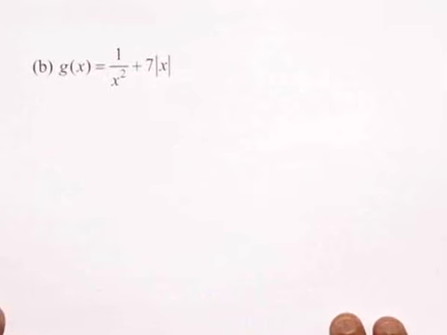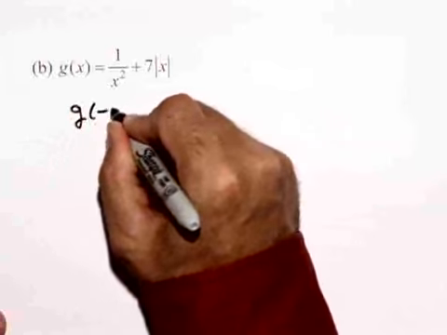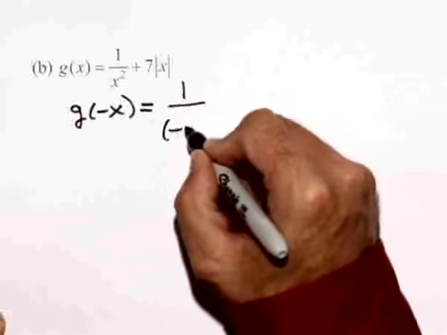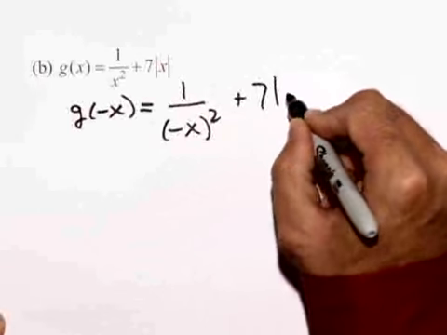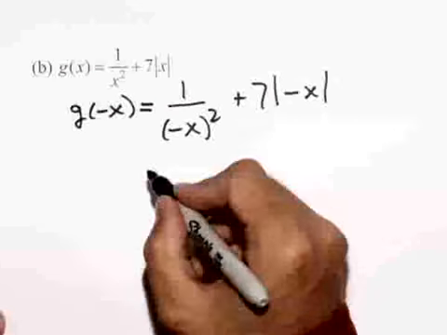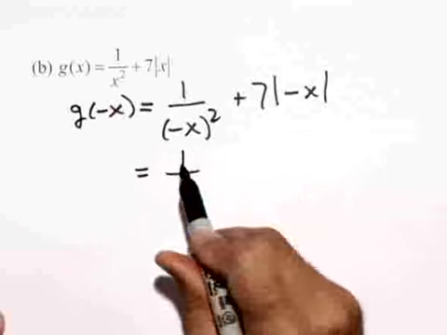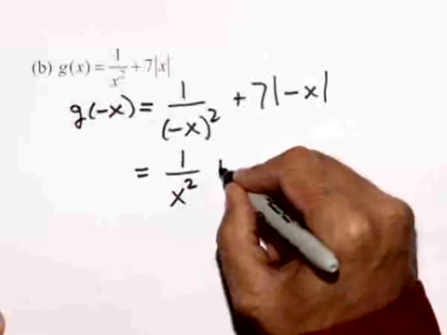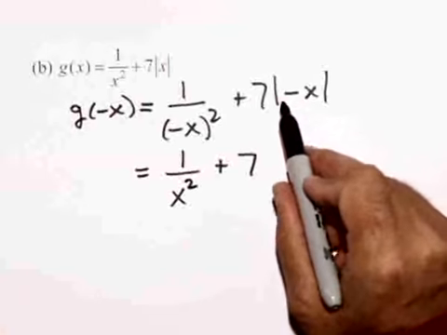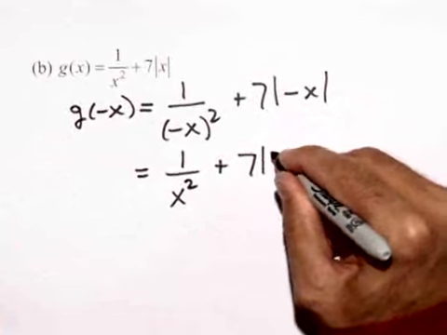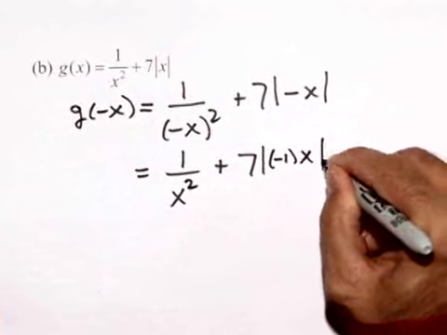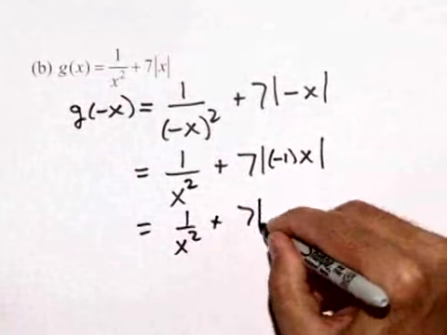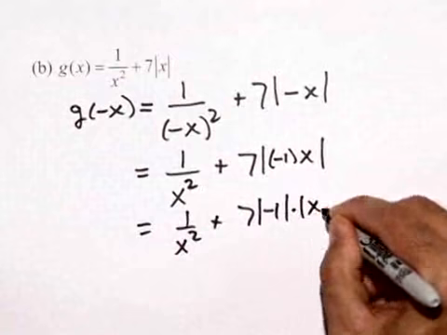Okay, let's do part B. Let's find g of negative x first, substituting a negative x into our function. Okay, and simplify. When we square the negative, it becomes a positive, so we get x squared in the denominator plus 7 times, well, we can rewrite the absolute value of negative x as the absolute value of negative 1 times x, which we could rewrite as the absolute value of negative 1 times the absolute value of x.